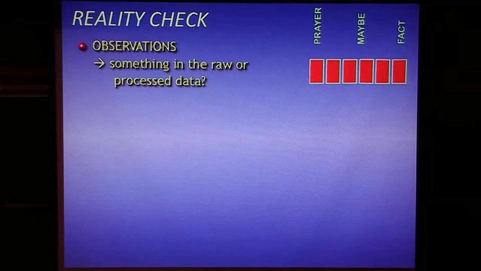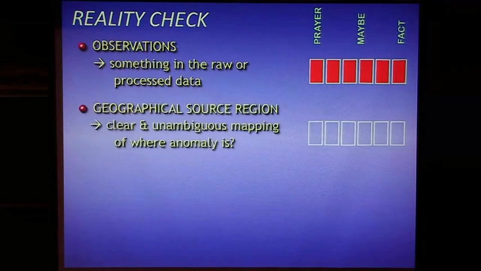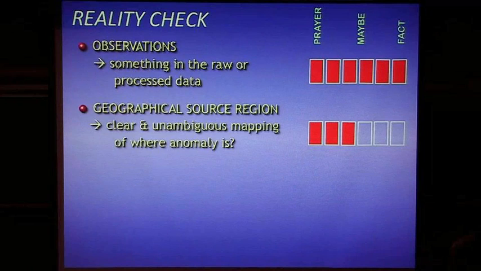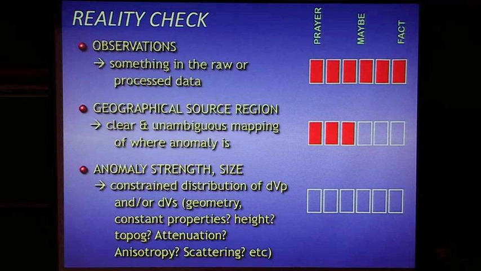When you say, okay, this thing happened right there where my coffee cup is, or right between my coffee cup and my body, or distributed, this gets a little tougher. Unambiguous mapping of where an anomaly is is a bit harder. If you have enough data, those red bars will go off to the right. And then the last bit is the anomaly strength. Okay, I'm going to say my coffee cup is the anomaly. I've done some good work to show it's here because it's not there. That's usually how it goes.